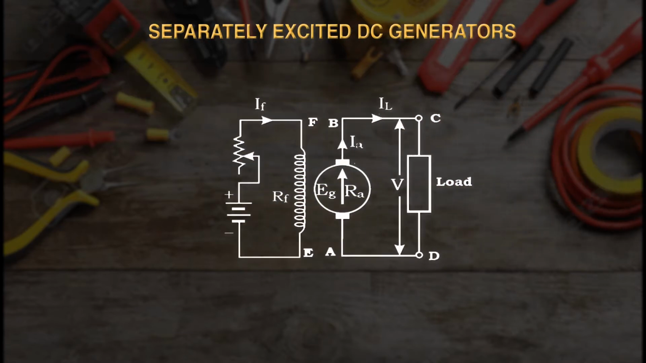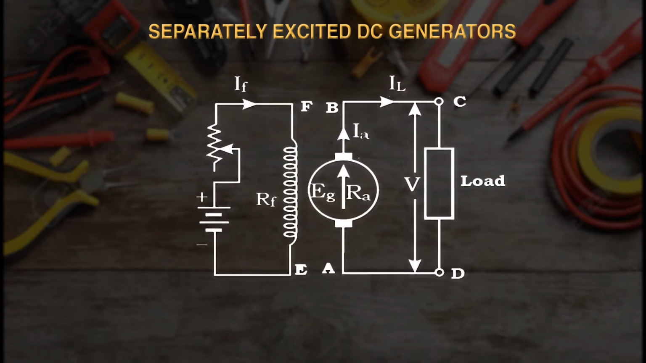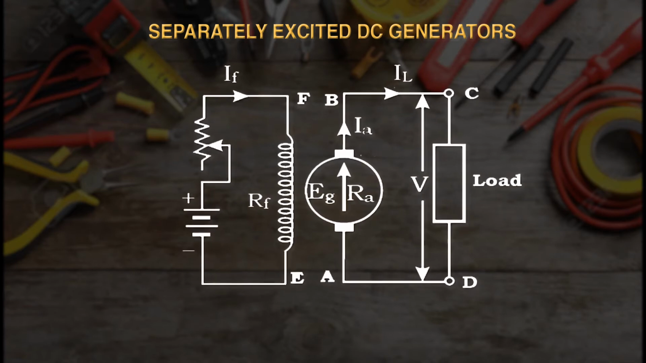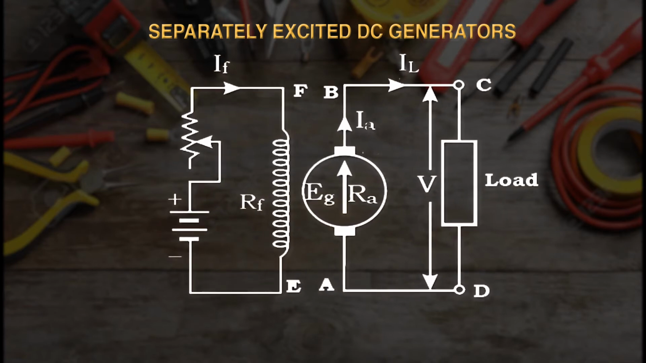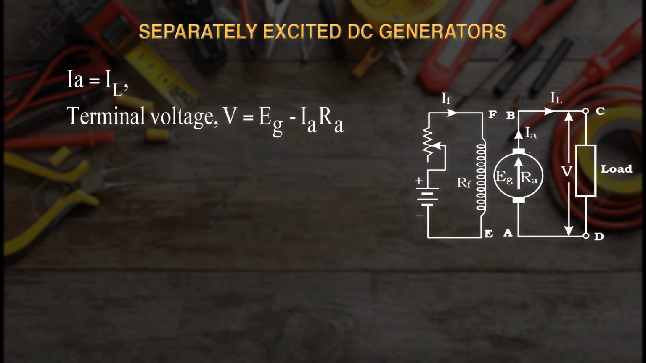Here you can see in the diagram that between terminals A and B, the armature is there. This armature generates voltage, that is EG, and assume that this armature has an armature resistance RA, and armature current IA is flowing. Here you can see that this IA current is equal to the load current in this particular case. So the terminal voltage can be written as V equal to EG minus IA into RA. This IA into RA is the voltage drop in the armature resistance.